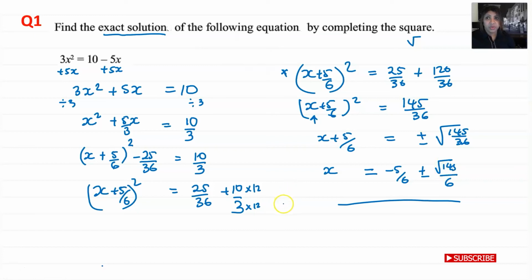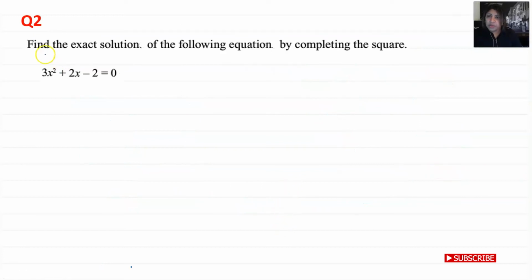Okay, so let's go to question 2 then. Okay, so we're told to find the exact solution of the following equation by completing the square. So exact solution means you're going to leave it in radical form or surd form, whatever word you use. Okay, so we have 3x squared plus 2x minus 2 is equal to 0.